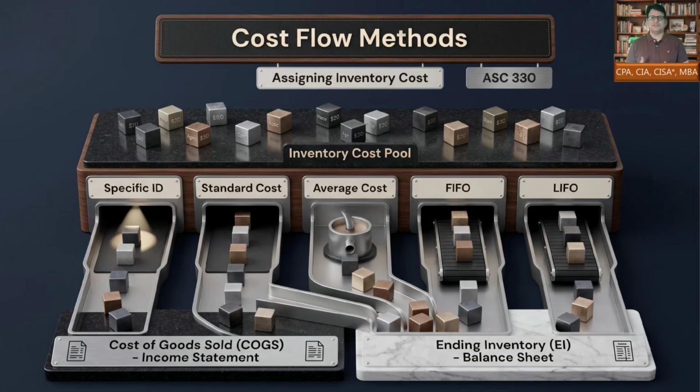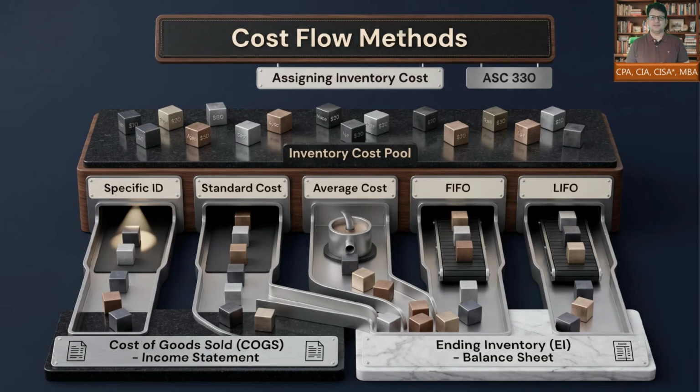In the previous lesson, we built the cost pool for inventory. Now we move into ASC 330 cost flow methods, which answer one very practical question. When goods are sold, which cost leaves inventory?